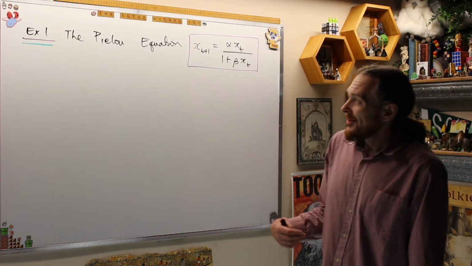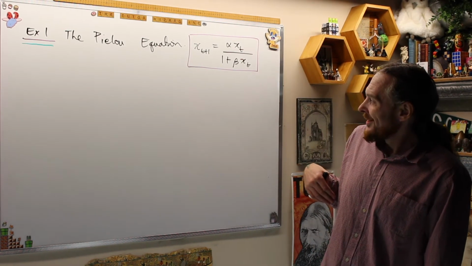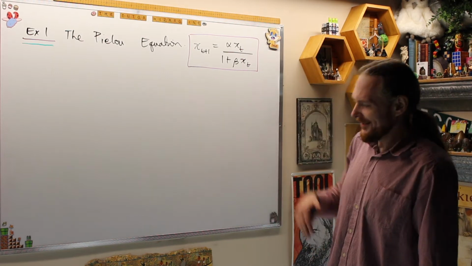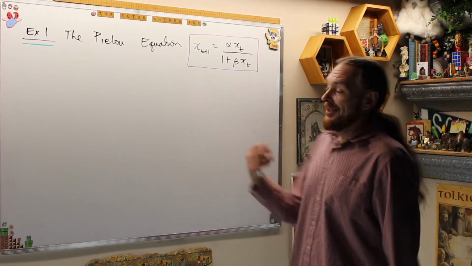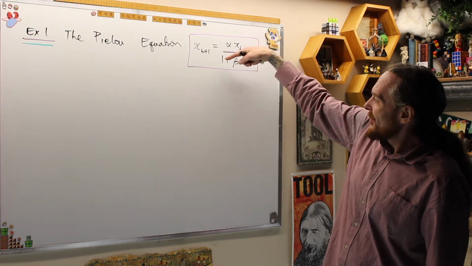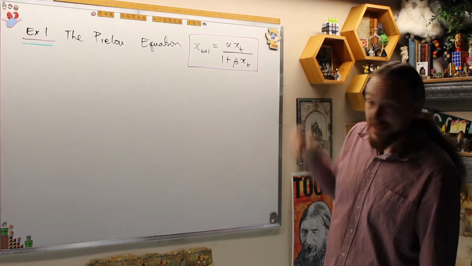All right, example 1 is going to be the Pielou equation. I don't know if I pronounced that right. The French people are like, it wasn't even close. He's Anglo-Saxon. It's not my fault. This, we've got x_{t+1} is alpha x_t over 1 plus beta x_t.